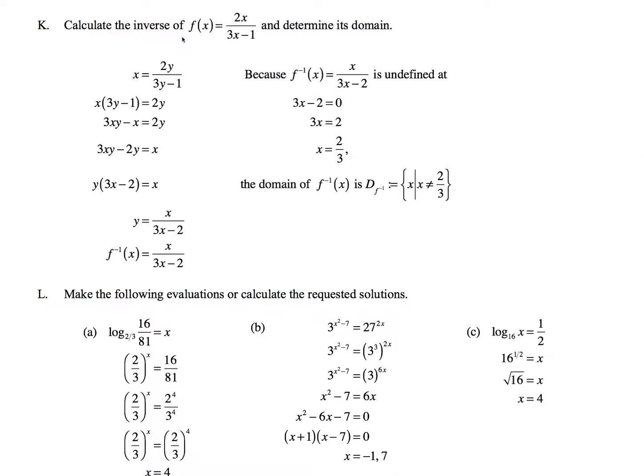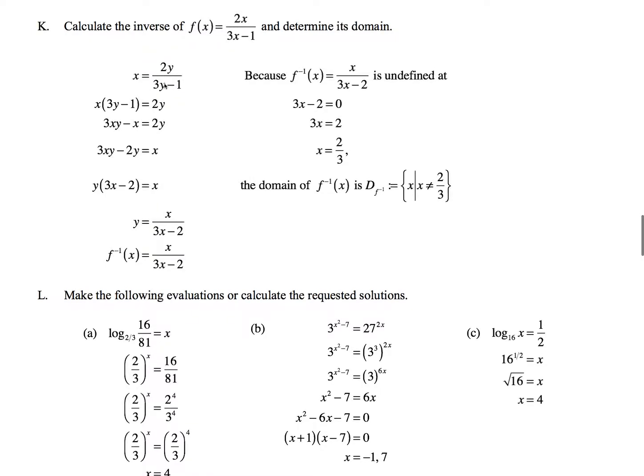So question K, we're asked to find the inverse of this rational function, 2x over 3x minus 1. And so we remember our steps. We write y for f of x, and then interchange the x and y, and then solve for y. So I've done the interchanging of x and y here, and I multiply both sides of the equation by 3y minus 1 to clear the fraction, and so I have x times the quantity 3y minus 1 equals 2y, the numerator here, and I distribute the x so that I have 3xy minus x equals 2y.